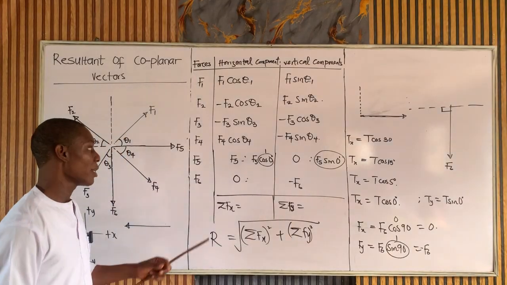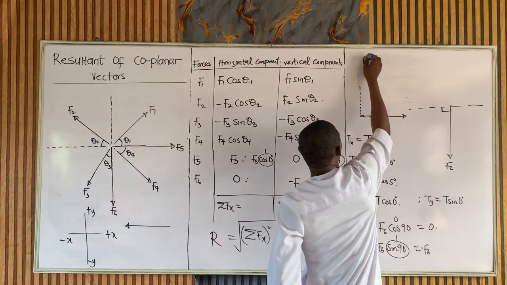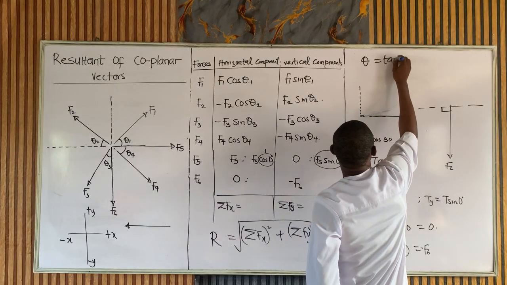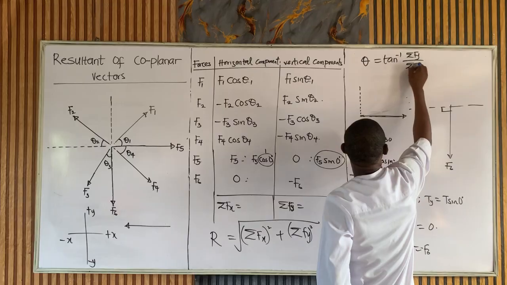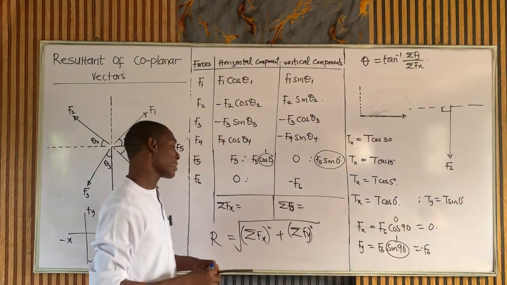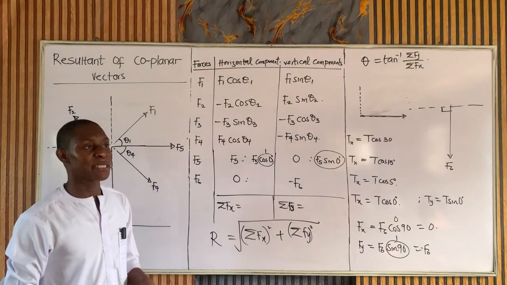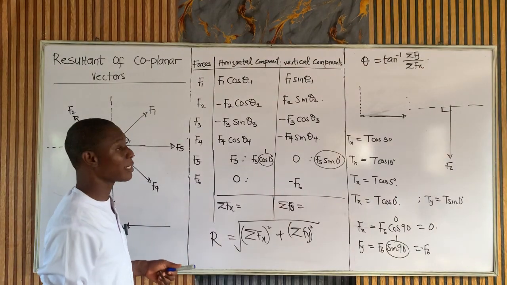And you can be asked to get the angle of your resultant. To do that, your angle of resultant theta is tan inverse of the sum of Fy over the sum of Fx. The angle of resultant is simply the angle the resultant makes with the horizontal. So that's that for resolution of coplanar vectors.